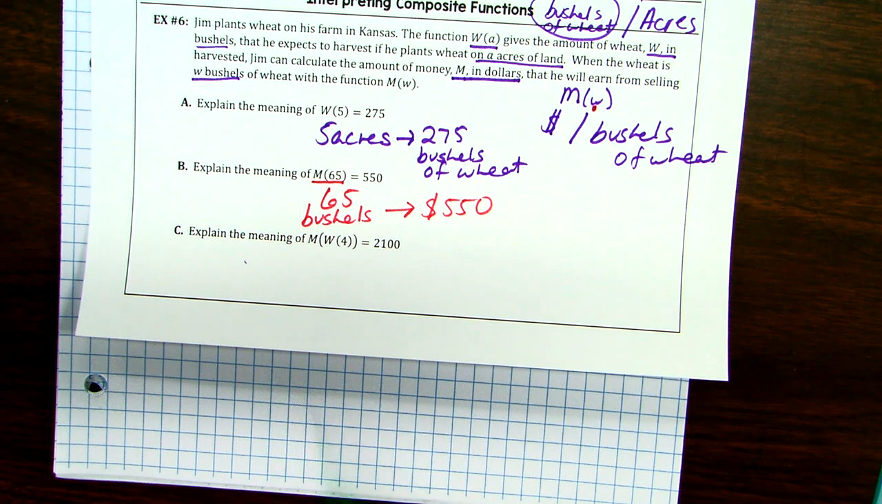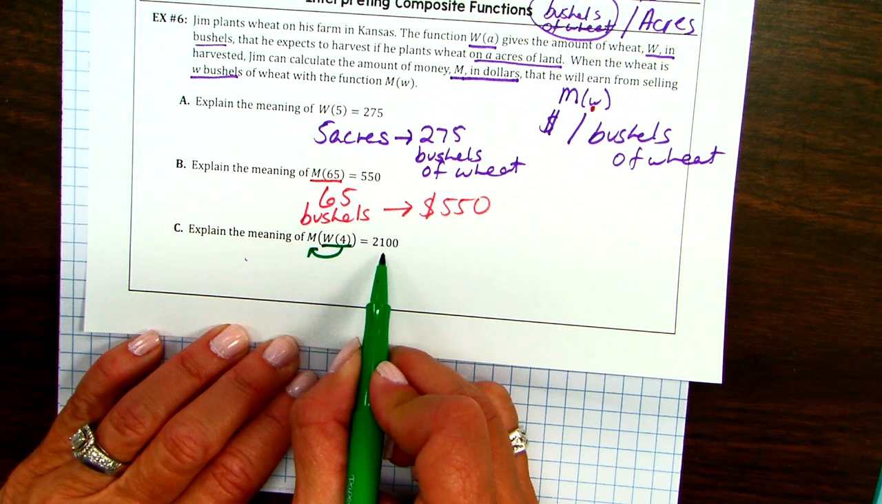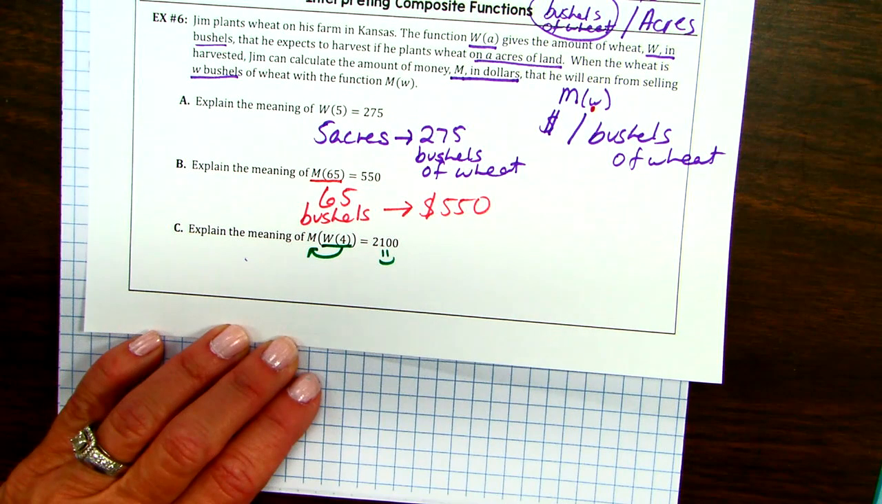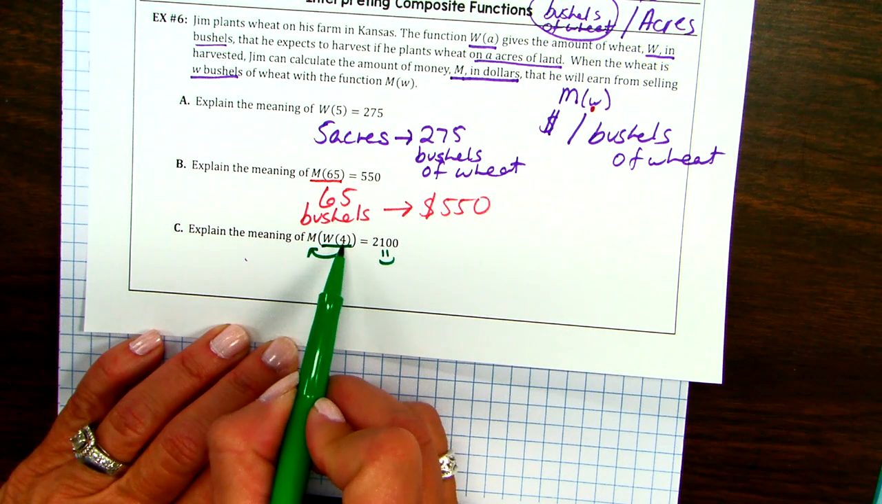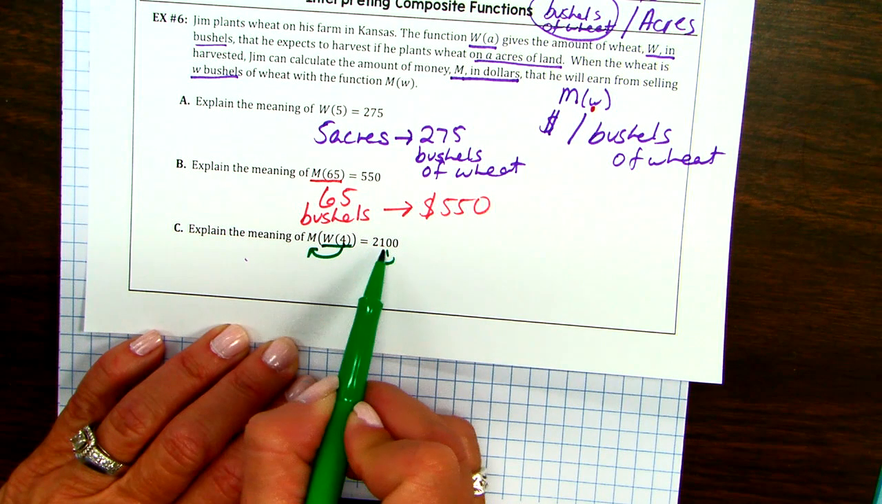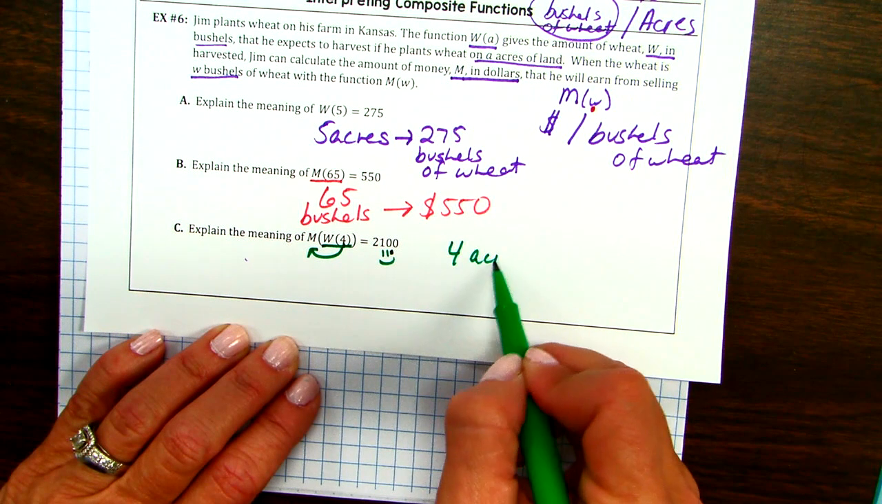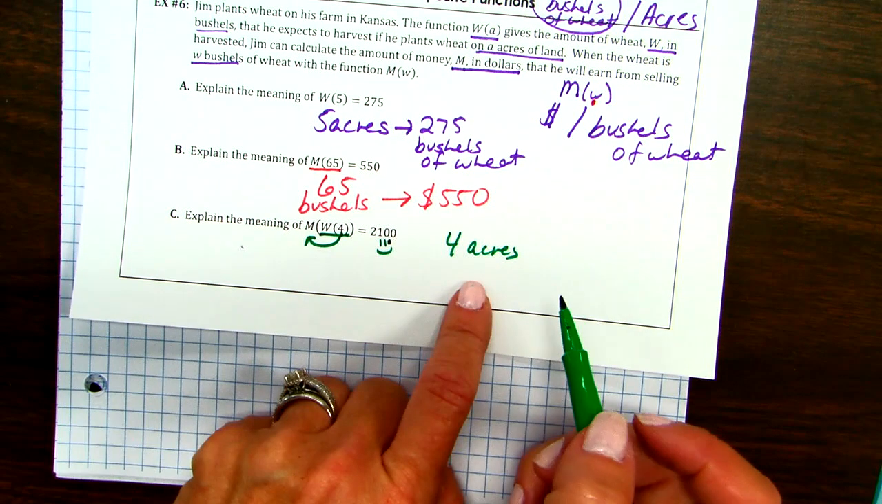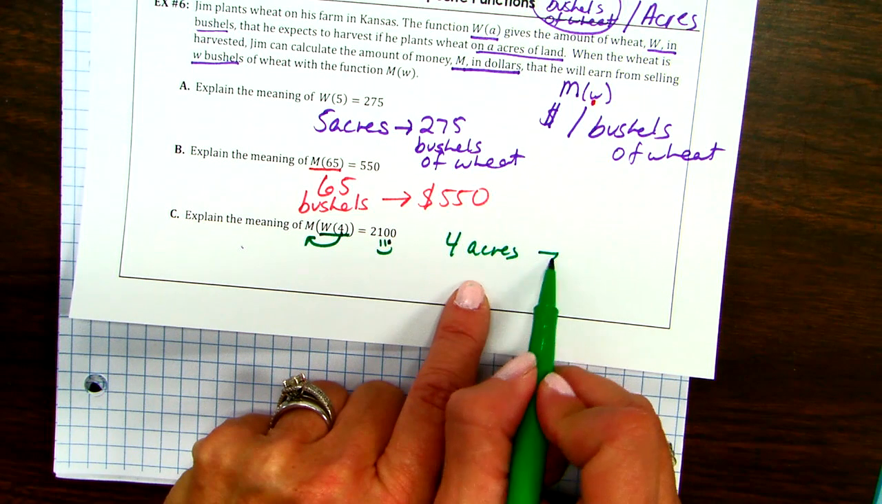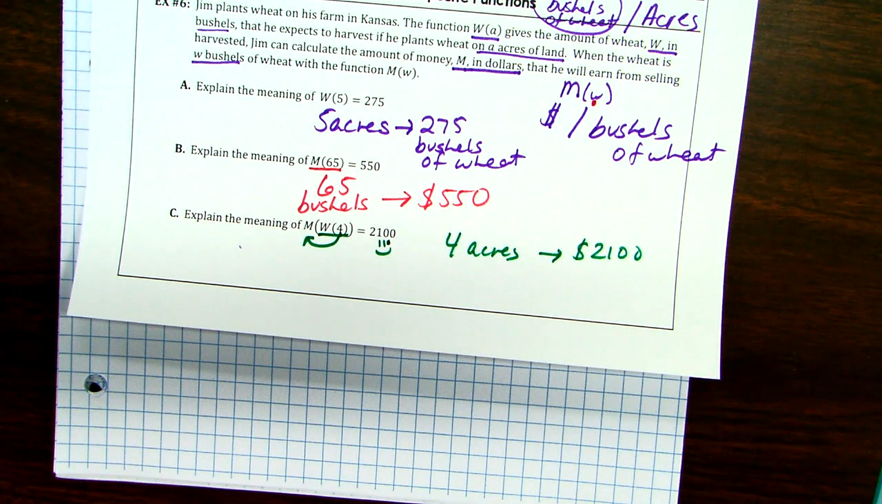Now, let's take it and put it all together. Start here, go here, gets us this. Okay? So W of 4. 4 acres of wheat in the end gets me $2,100. So for every 4 acres he harvests, it will end up getting him $2,100. Putting it all together. Okay?